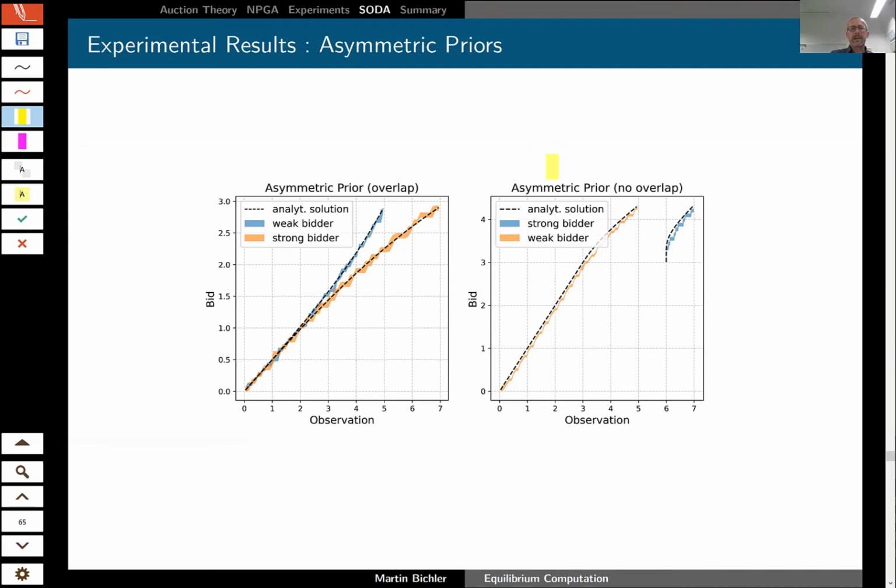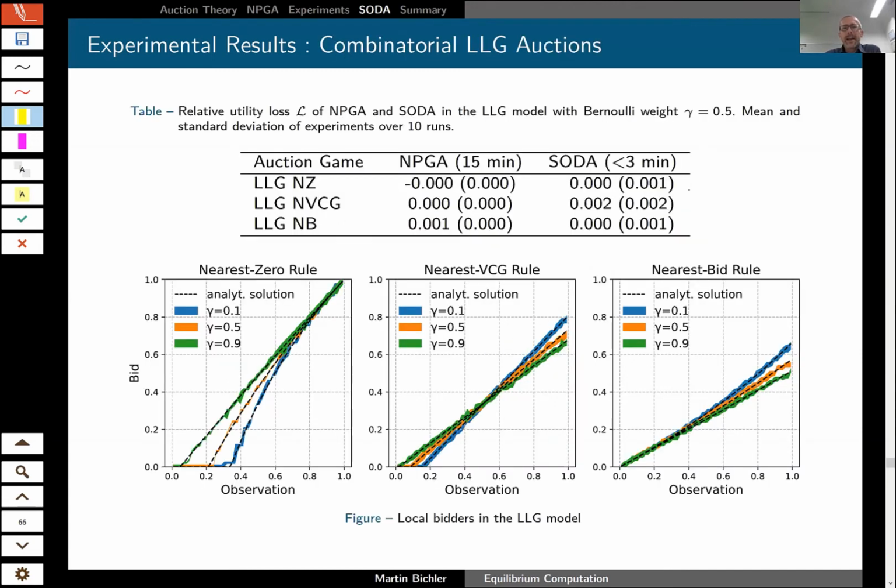So these are essentially two games we've taken from the literature: ones where the asymmetric priors did have an overlap, which is the Plum example that I showed you before, and ones where we do not have overlap. This is again the LLG scenario that I've been showing you before, with different types of payment functions: nearest zero, nearest VCG, and nearest bid. That's what these acronyms are all about.